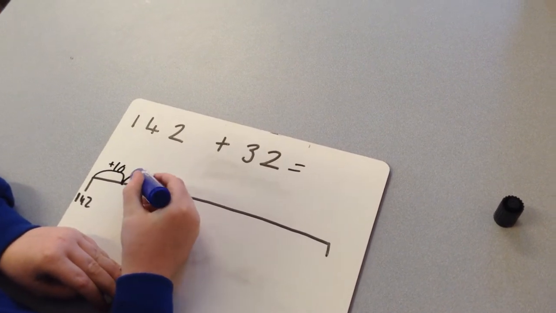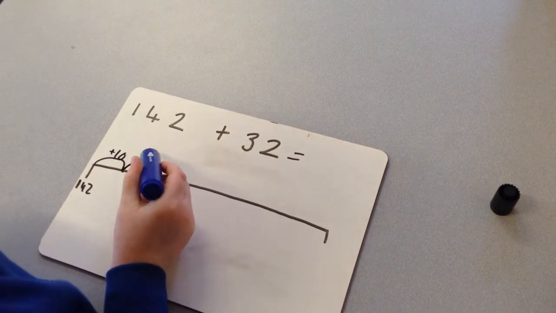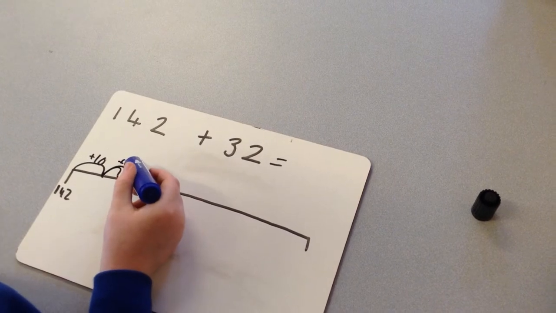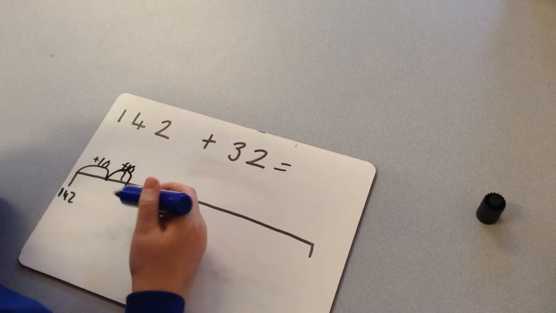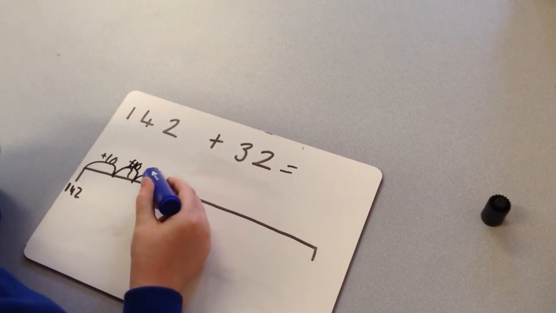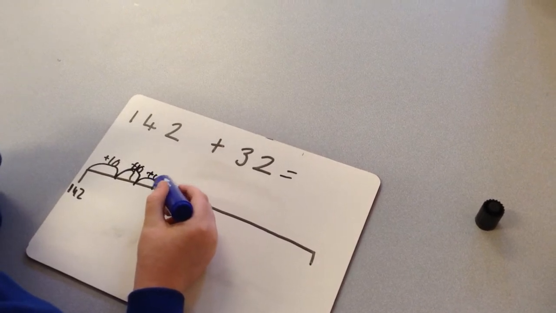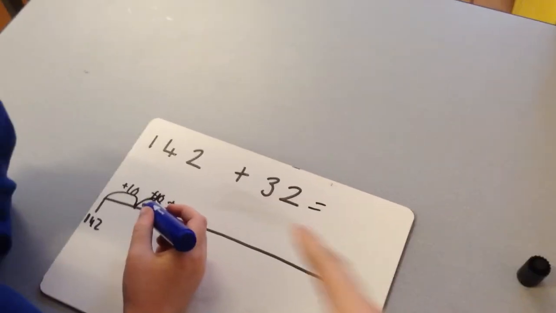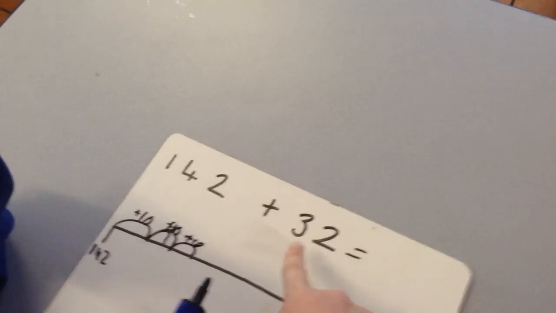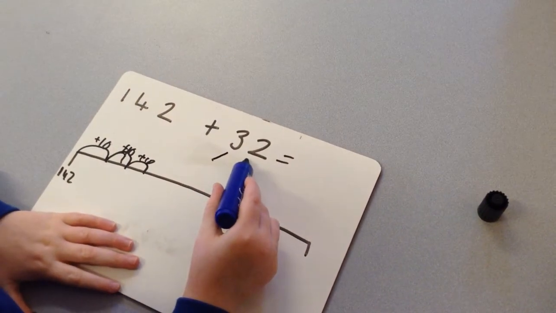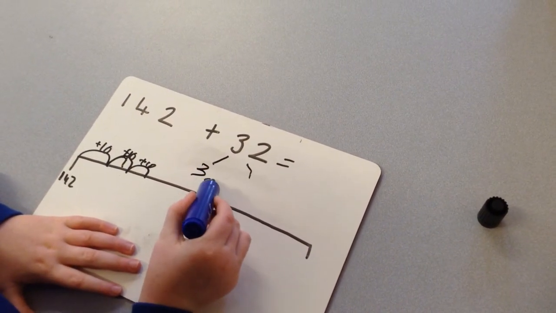So have you split up your 32 into different numbers? Yes. Into what then? You're doing three jumps of 10, so you must have split that into a 30. And what else? You're splitting it into a 30 and a... A 30 and a... Two. Okay. If you want to split it off, just put two rings there and do a 30.